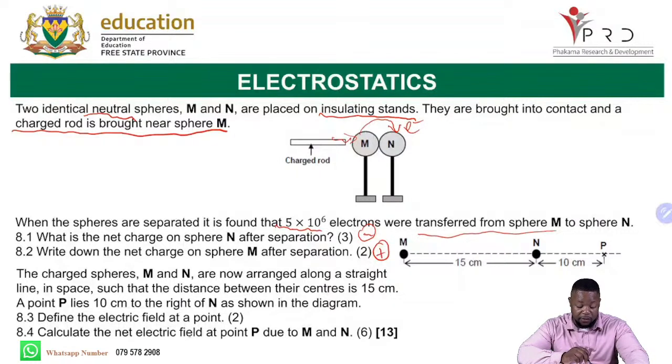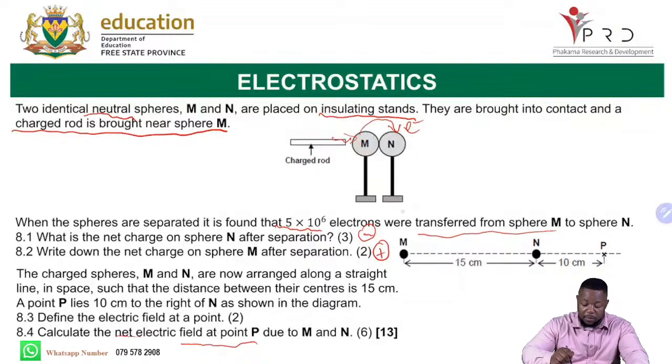The questions are as follows. 8.3, define the electric field at a point. And then 8.4 says, calculate the net electric field at point P due to M and N. So let's go to the solutions quickly.